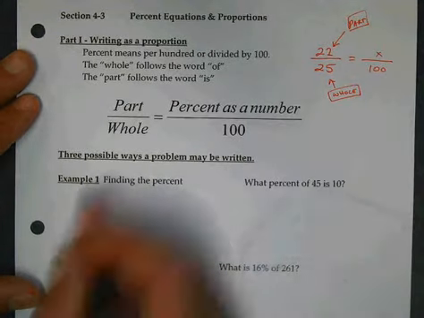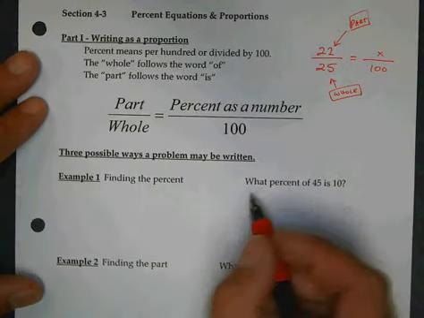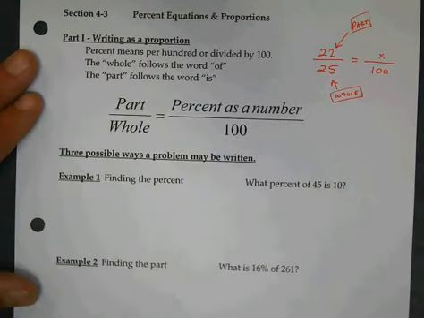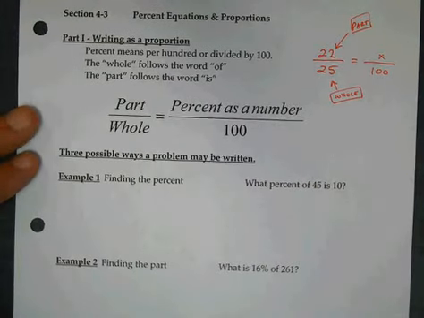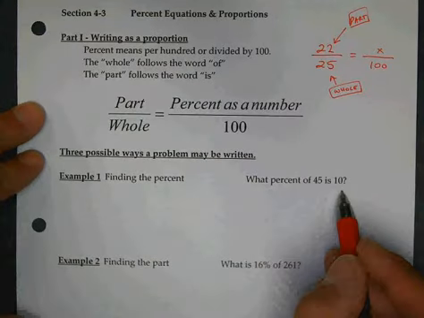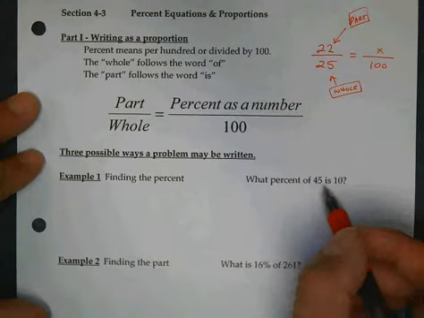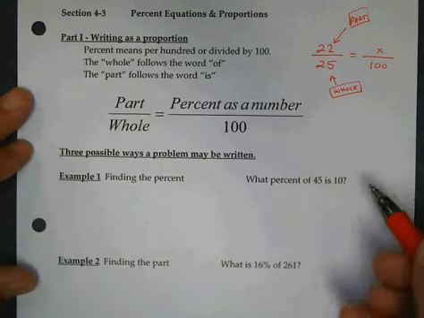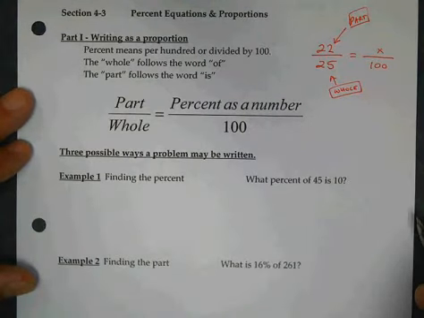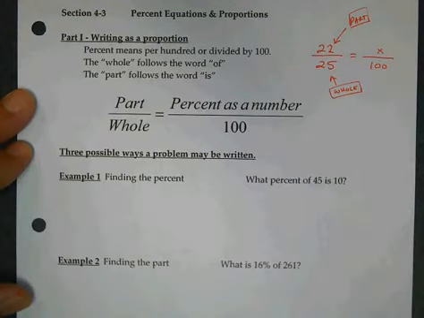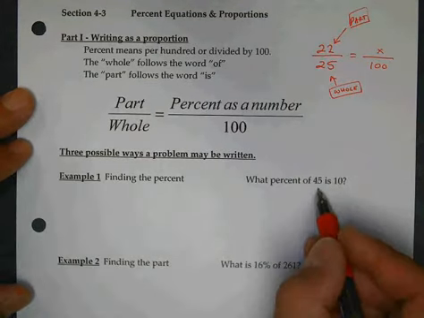So here's my first idea. The question says we want to find the percent. What percent of 45 is 10? Now, we have to identify some stuff here. As we read this, identify which one of these numbers is the whole and which one is the part. Why do you say? Bigger number is usually right, but in this case it is. But can you give me more than that? Why is 45 the whole?